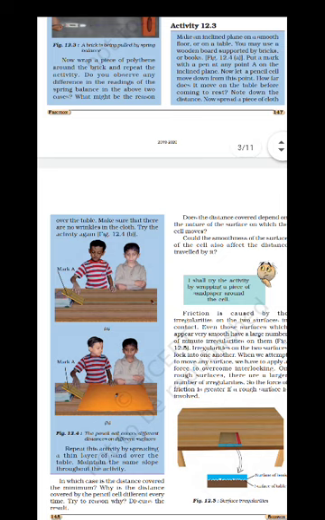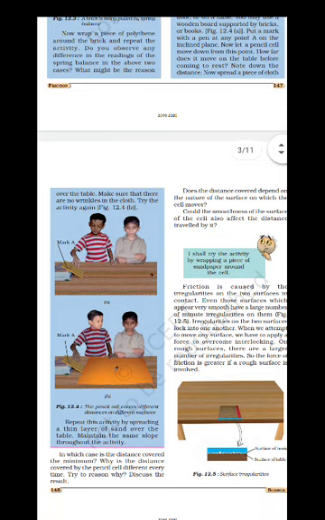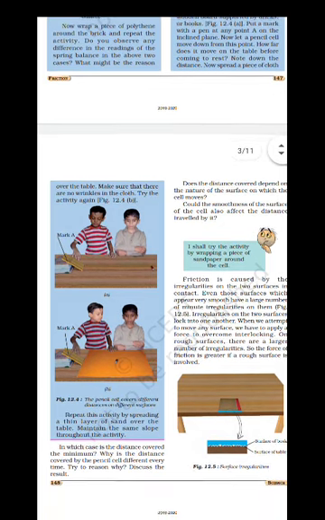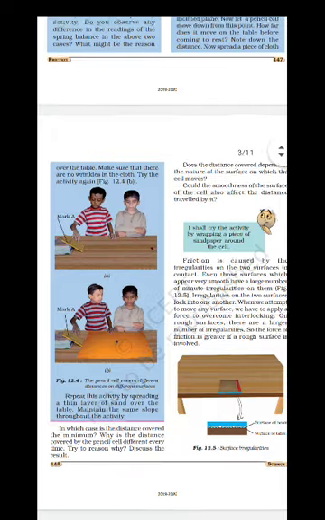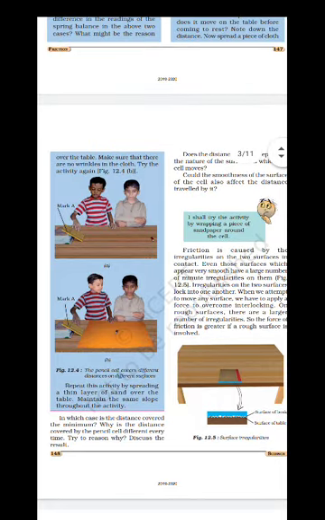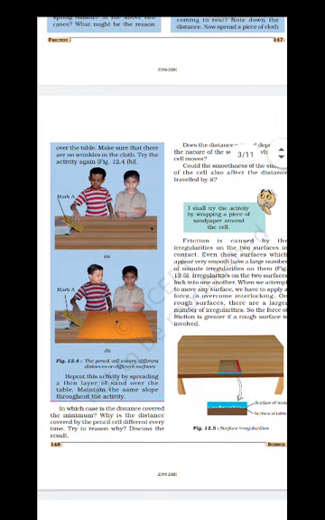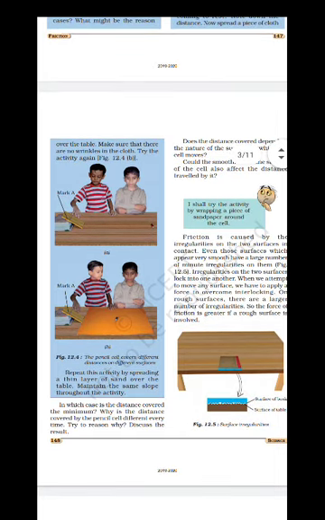Now make sure that there are no wrinkles in the cloth. Try the activity again with the cloth spread on the table. Right. Now repeat this activity with a thin layer of sand. In which case is the distance covered the minimum? Why is the distance covered by the pencil cell different every time?